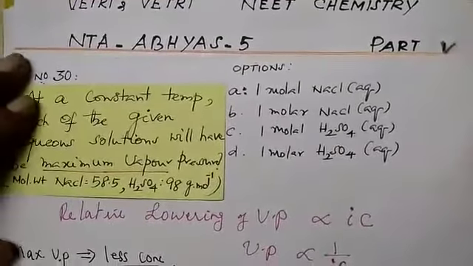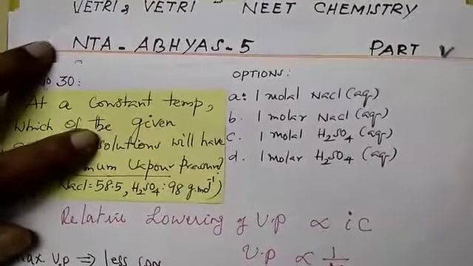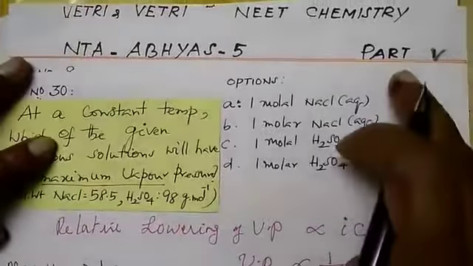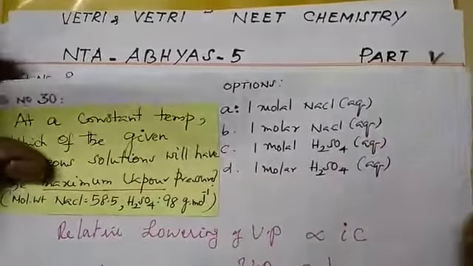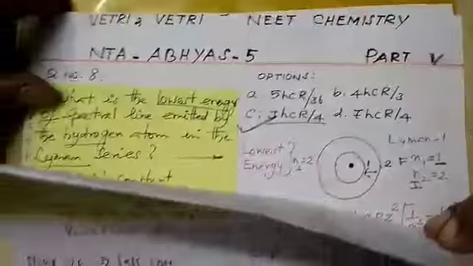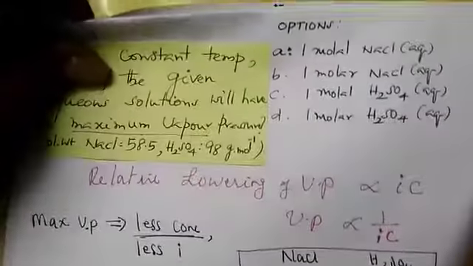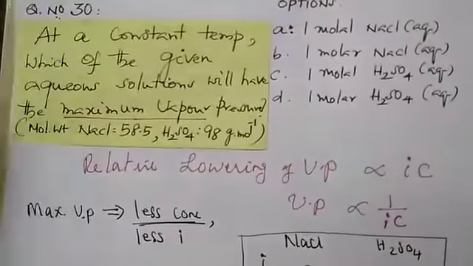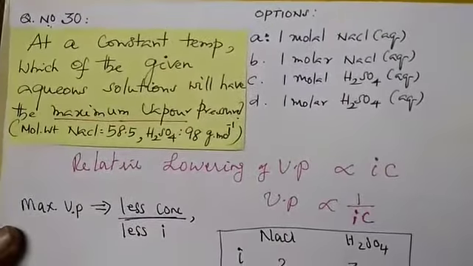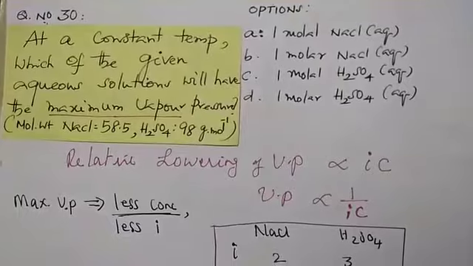Today I am going to give the NTA Abhyas 5, question number 30 onwards, which belongs to part number 5. Till part number 4 I have completed the questions. Till part 4 all the questions seemed to be simple, but this part is going to have very challenging questions. Please don't miss even a single minute. Now let us go to the question.